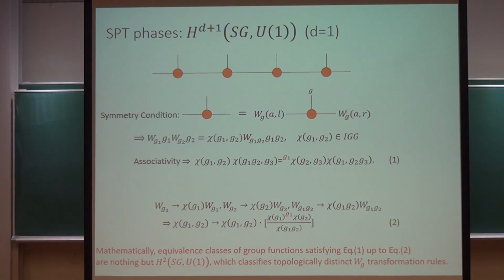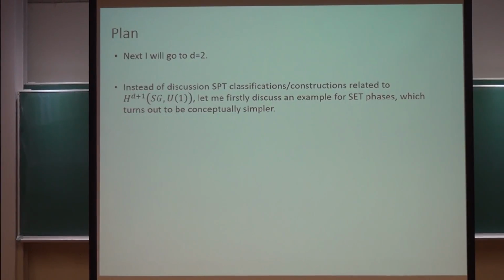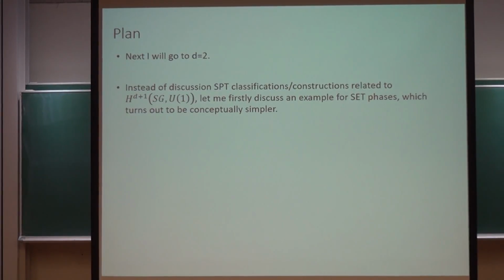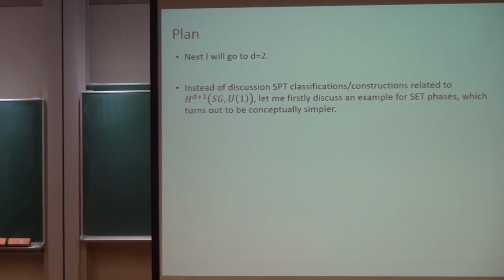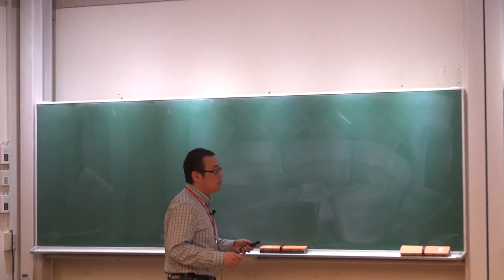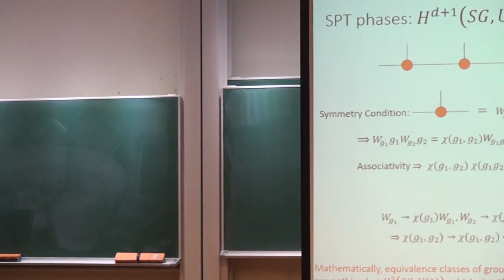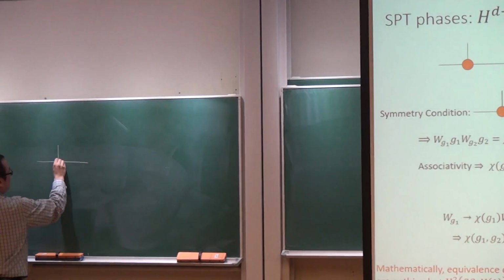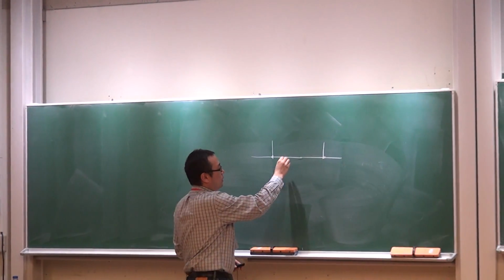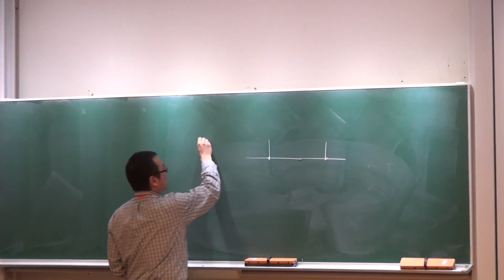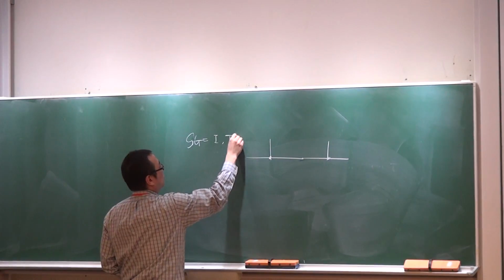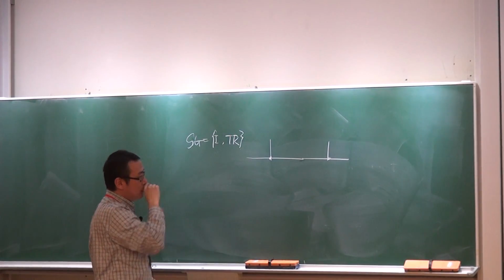Since I don't have too much time, I will go to dimension 2 next time. But let me give you a very simple example. Let's think about this dimension 1. I use the remaining few minutes just to give you a very simple example. Think about my symmetry group as identity and time reversal. I only have time reversal.